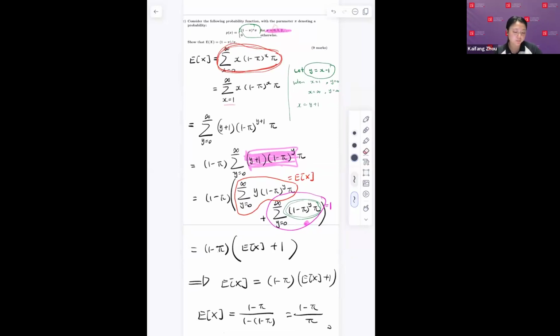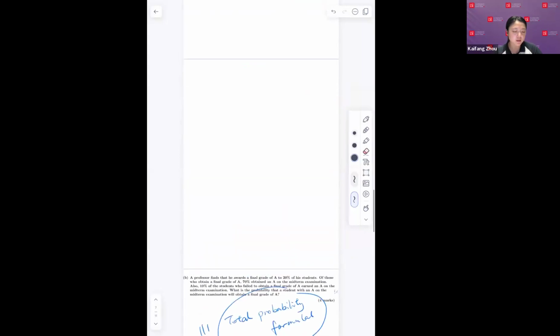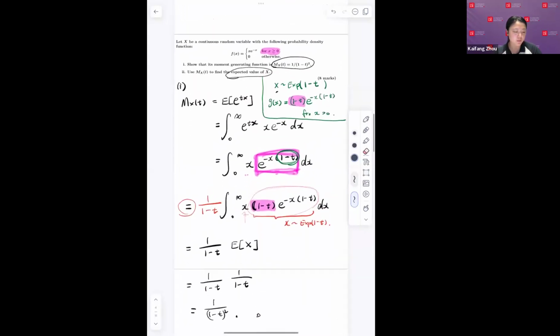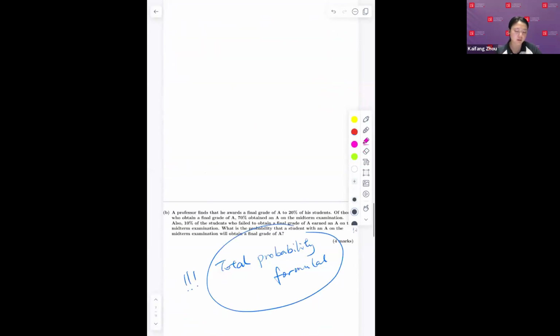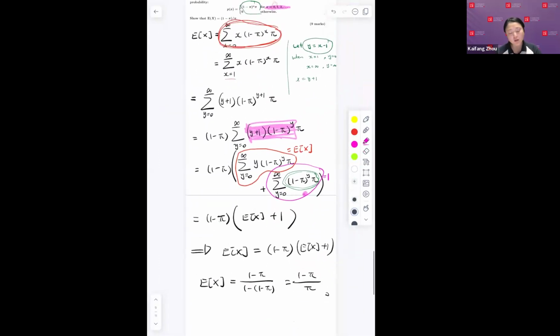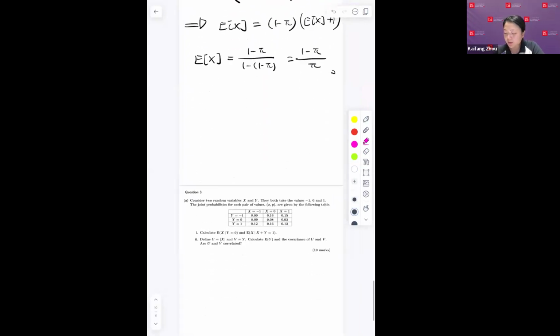This question and the one on the moment generating function use a similar trick. In that case it is a continuous random variable, and in this case it is a discrete random variable. So for both questions we use a similar trick to compute, say, the moment generating function or the expectation of x.